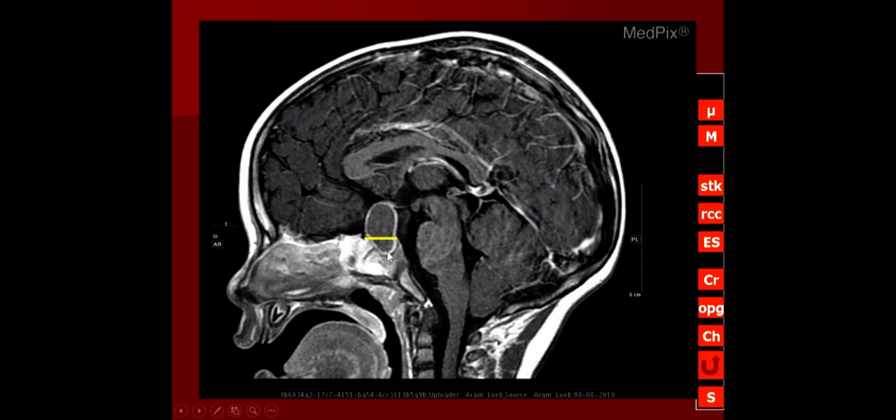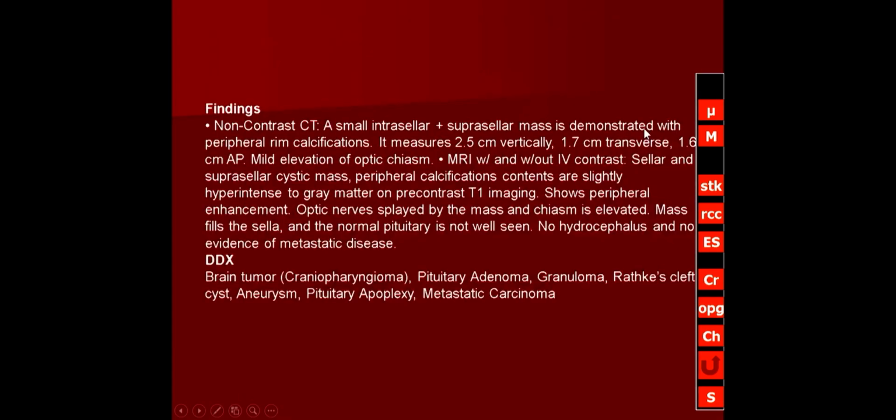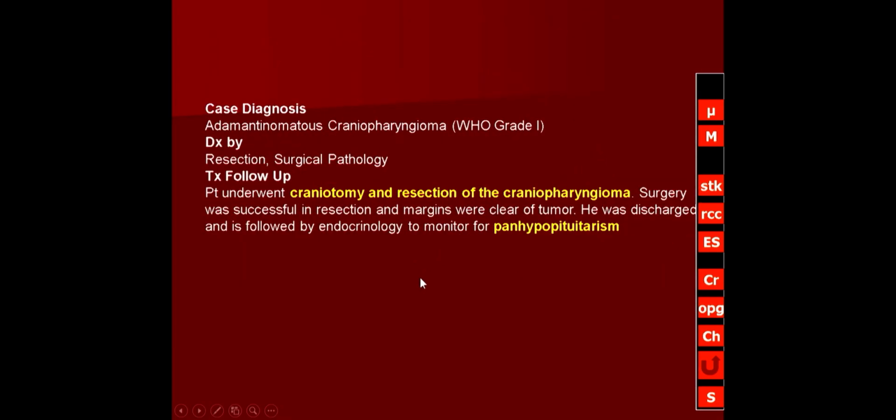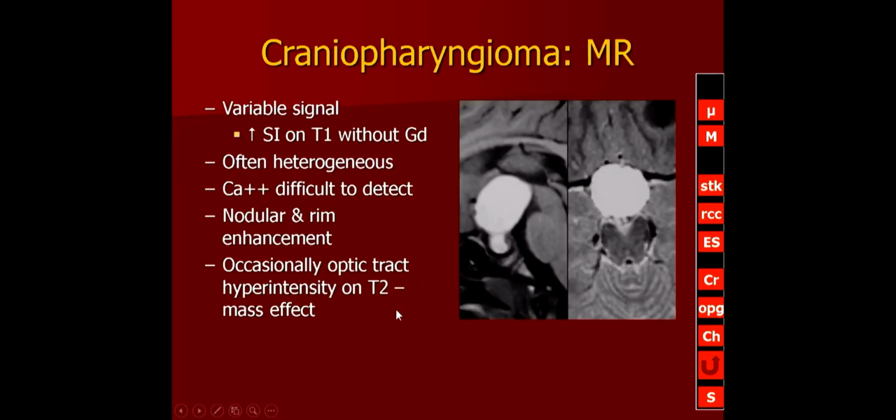The only living part of this particular purely cystic craniopharyngioma is the rim, and that's why you have that rim-like contrast enhancement around the outside. So this was a pathologically proven craniopharyngioma.